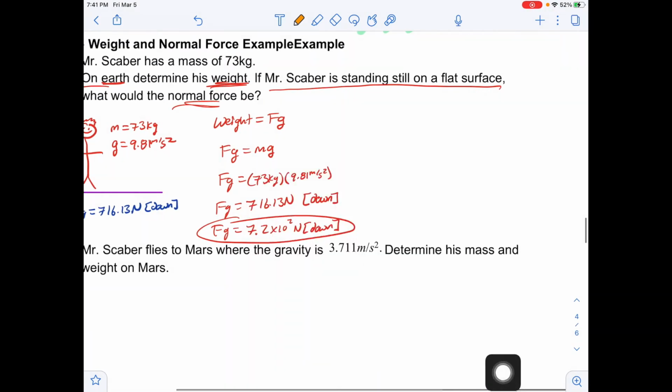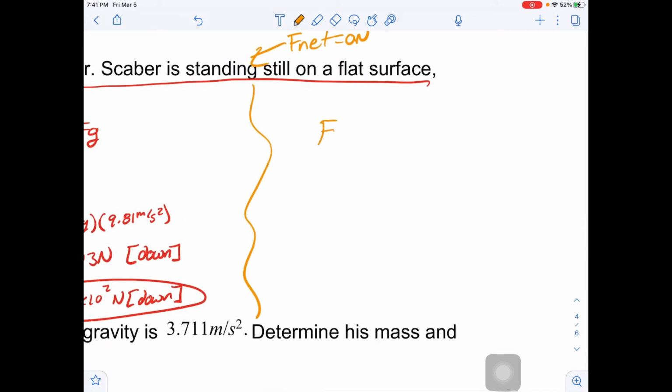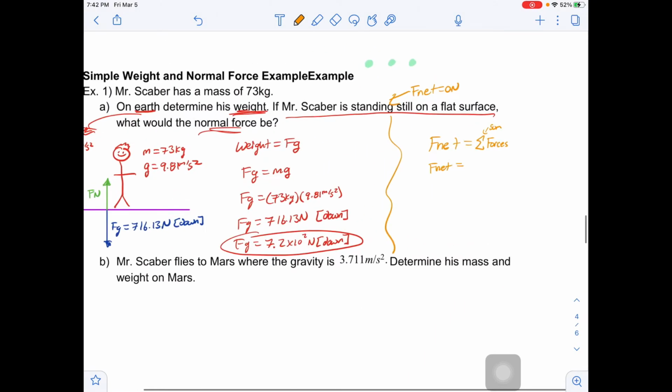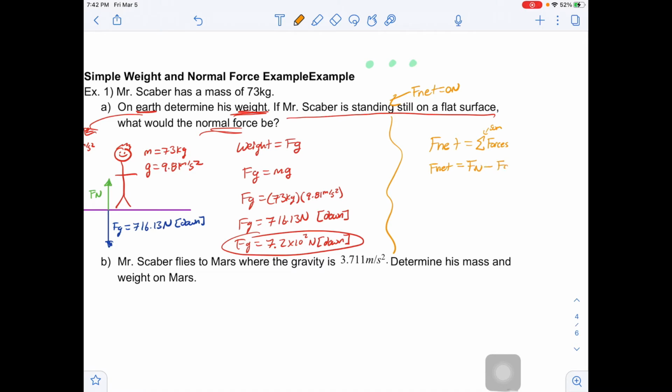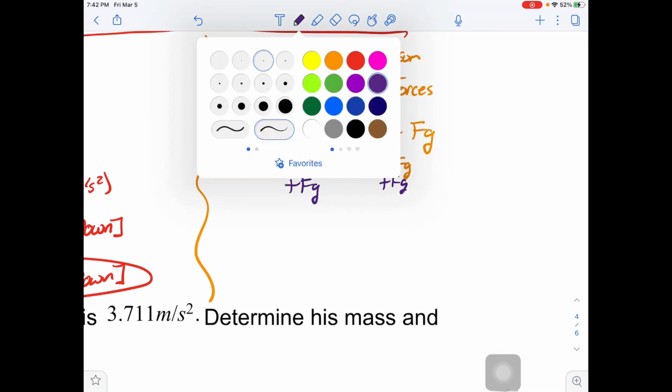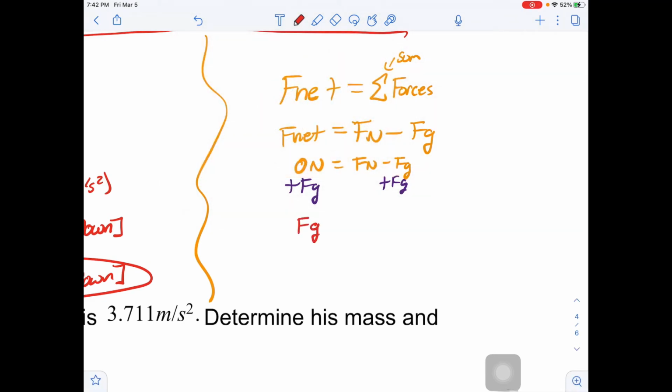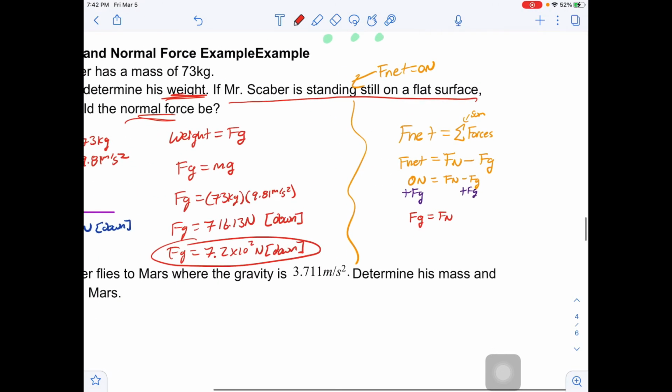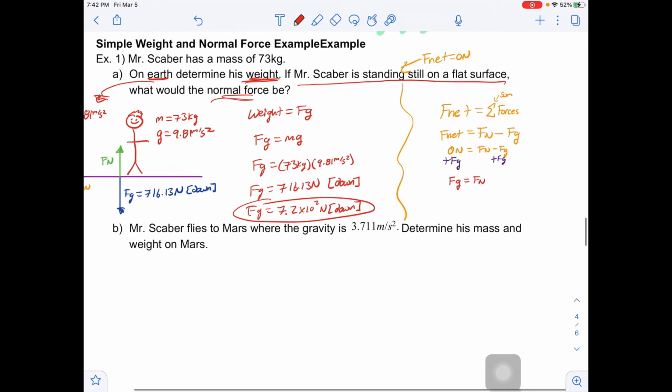So if we want to show this mathematically, I'm standing still. Therefore, F net equals 0 newtons. And we can recall that F net is the sum of all forces. Remember, this means sum. So what are the forces acting on me here? Well, it's my normal force minus the force of gravity. And remember, I'm putting a minus here because it's opposing the normal force. And this is 0 newtons. Now we can solve here. I'm going to add the force of gravity to both sides. And here we can see that the force of gravity equals the normal force, just in the opposing direction.